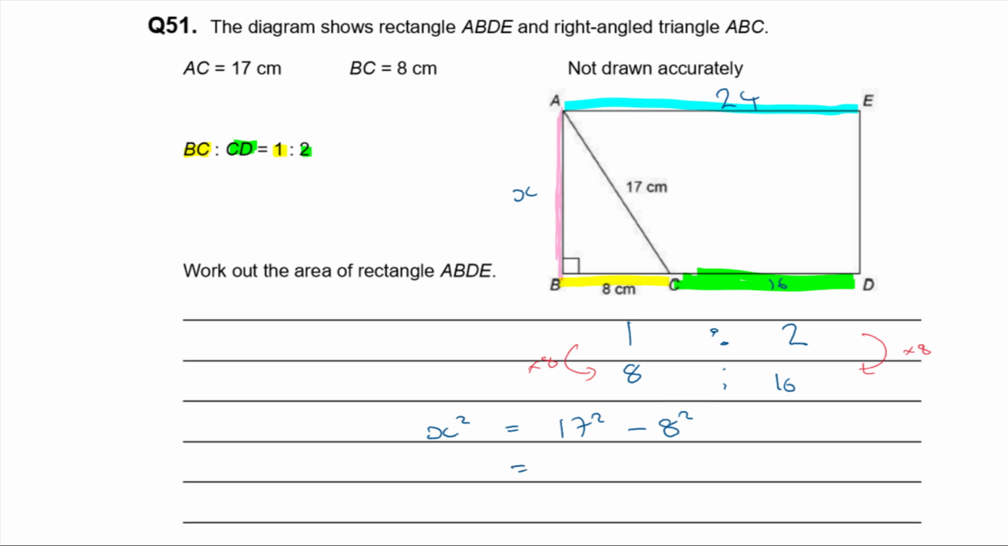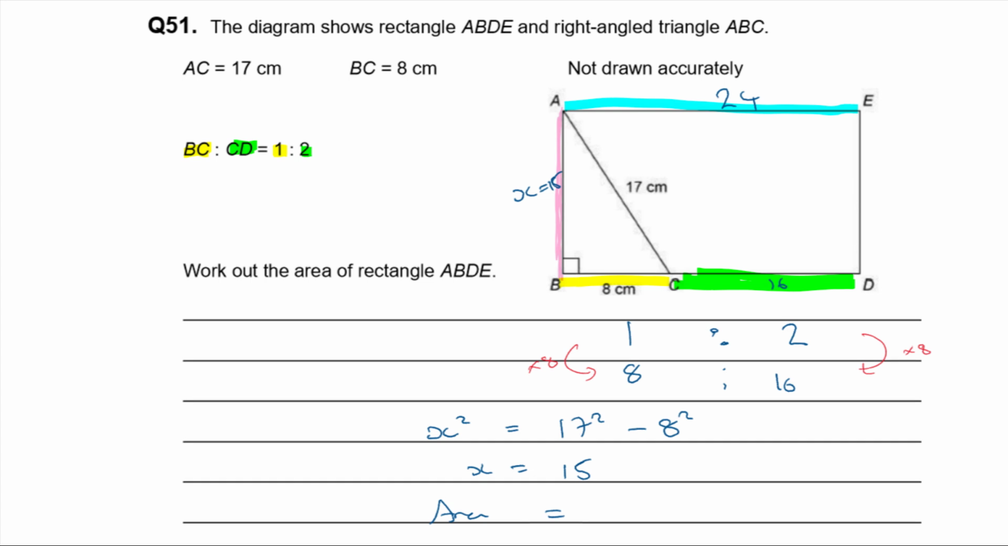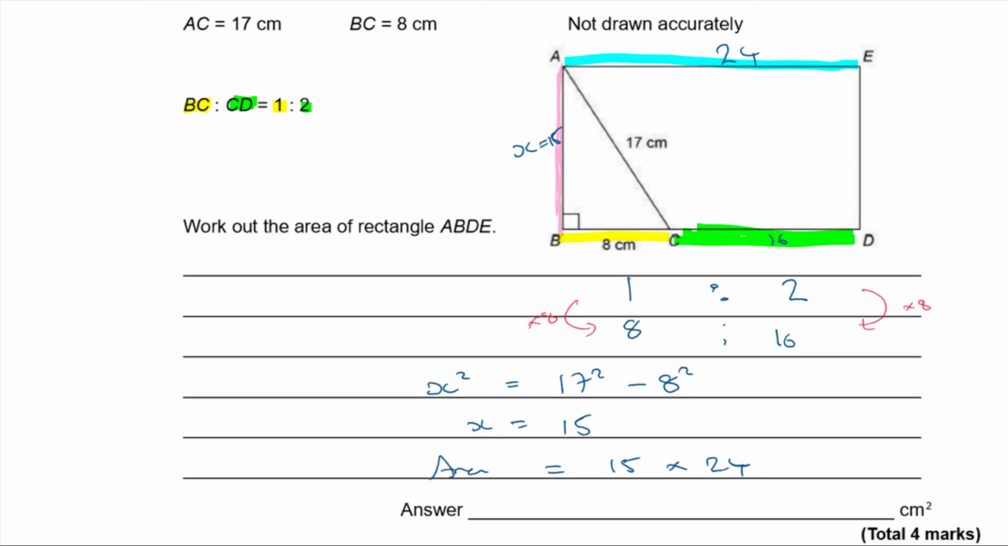So tapping that into my calculator, I'm going to write root 17 squared minus 8 squared, and that comes out to be 15. So x is 15, so that side there is 15. And therefore the area of the rectangle is going to be the length of the rectangle, which is 15, times the width of the rectangle, which is 24. So 15 times 24, that's going to be 240, and half of 240, it's going to be 360, isn't it? So that's going to be 360.